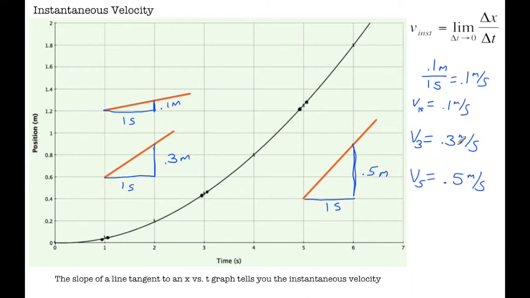So the velocity is indeed increasing as time goes on. It appears to increase somewhat regularly. The intervals between these are the same. From 0.1 to 0.3 is 0.2 meters per second. The interval from 0.3 to 0.5 is 0.2 meters per second. So you might not be surprised when I show you the next graph then.